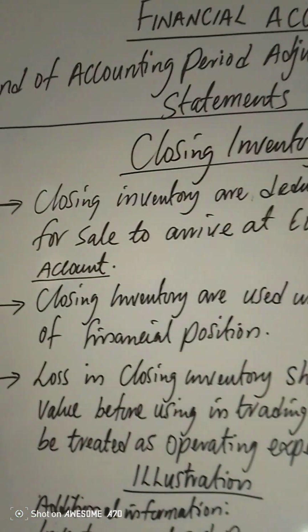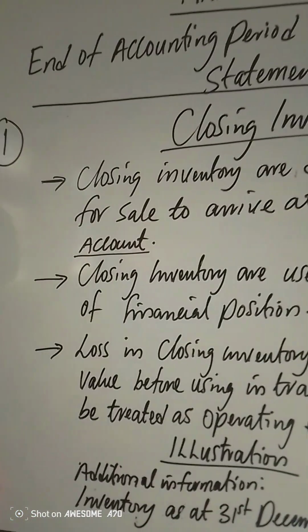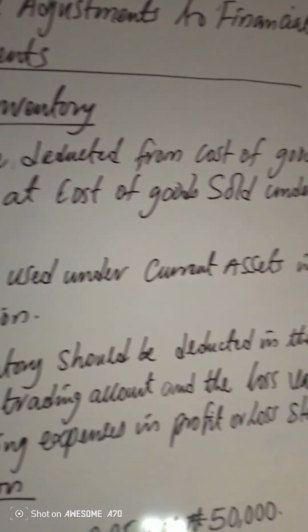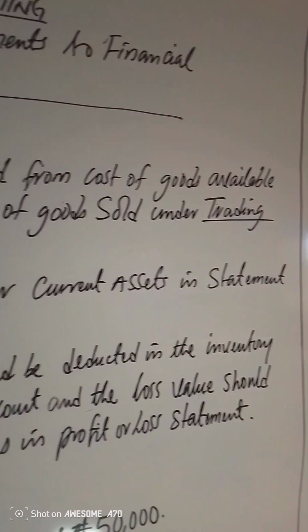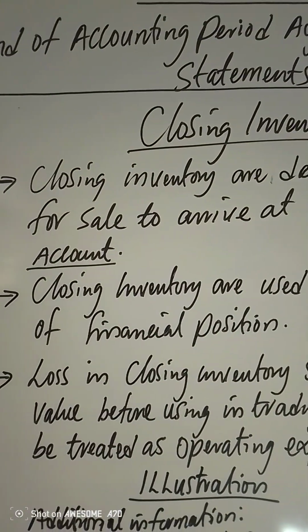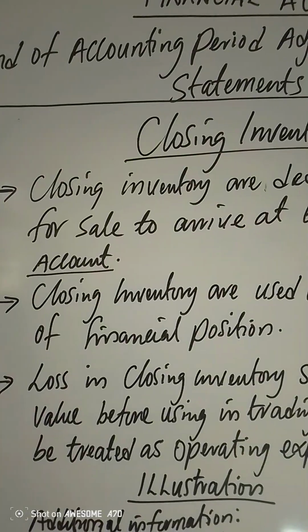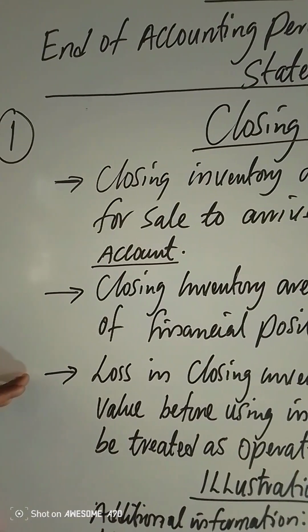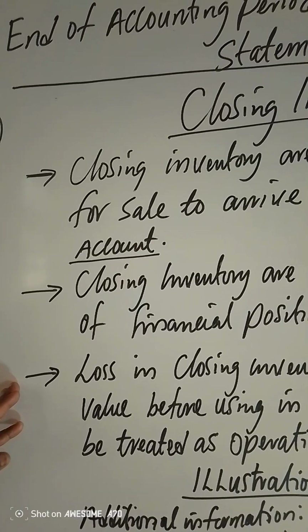Therefore, if you discover that closing inventory is found in the additional information, it is for you to treat it in the trading account. The second one is closing inventory is used under current assets in the statement of financial position. Under current assets, one of the first current assets in the statement of financial position is closing inventory. Then, this adjustment we have to understand.